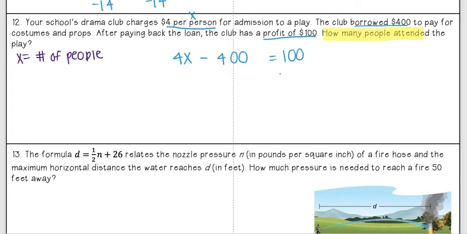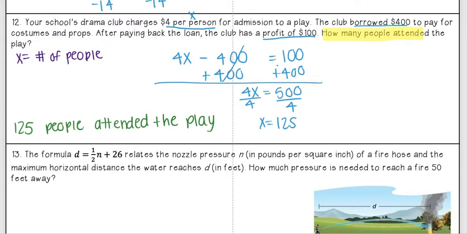So now I have my equation here, and we're going to solve it. So go ahead, I want you to pause the video and try solving that equation. Okay, so at the end there, you should have gotten that 125 people attended the play.